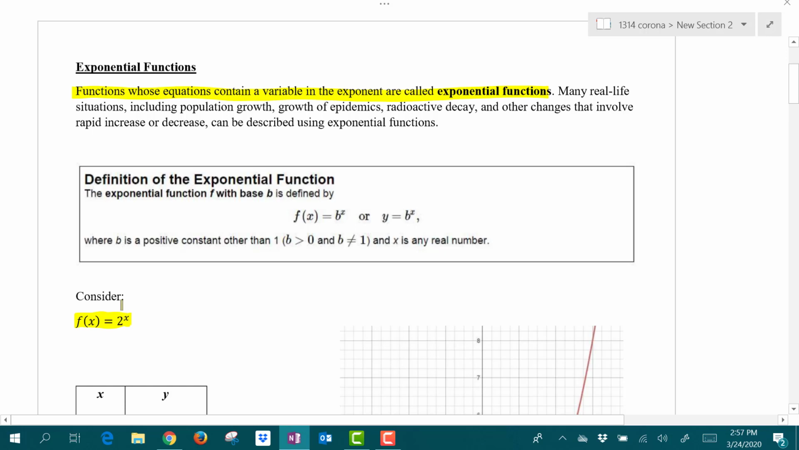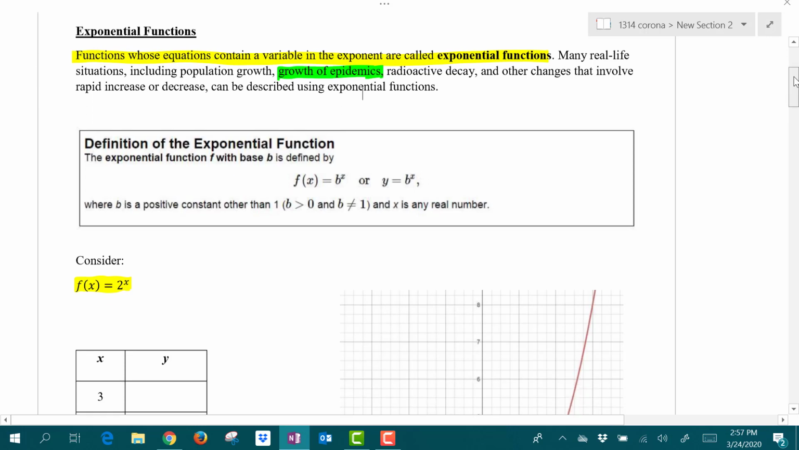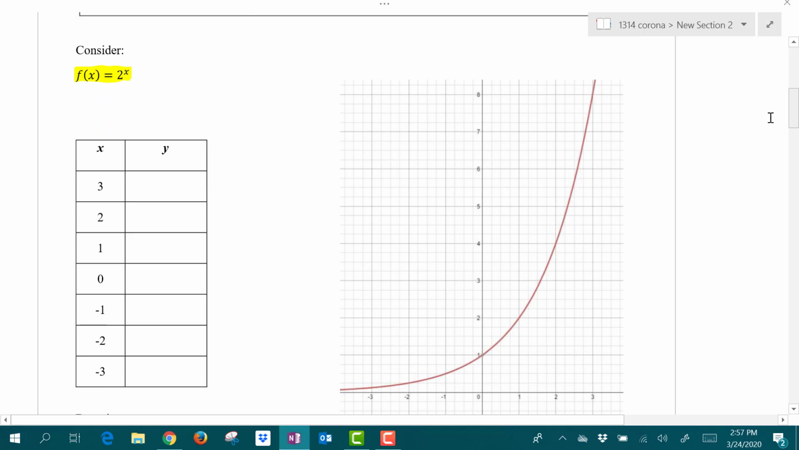Now, I have not changed my notes in several years, but you'll notice the explanation says here, many real-life situations including population growth of epidemics. So this idea of what you're hearing about in the news right now, flattening the curve, all of this is actually tied to the mathematical notion of an exponential function. An exponential function, when you look at the graph, starts out kind of flat, but as you move to the right, it starts to increase very quickly.